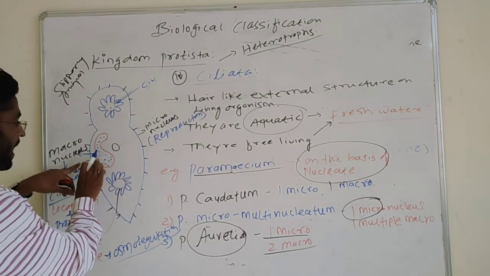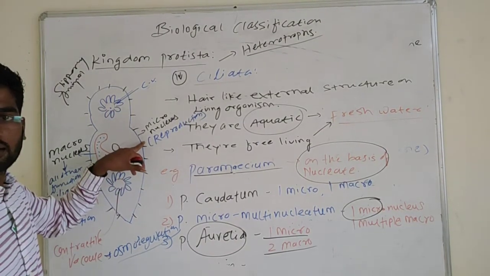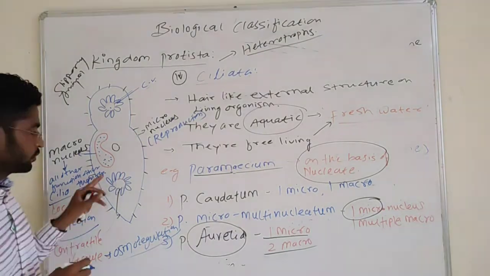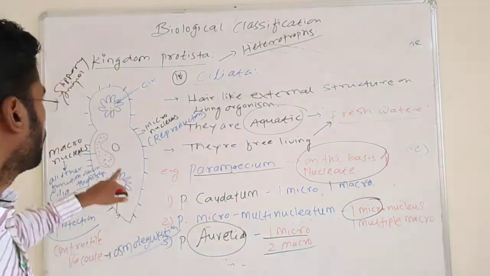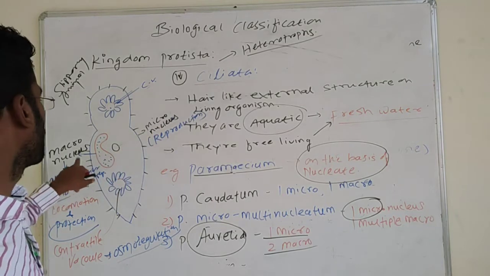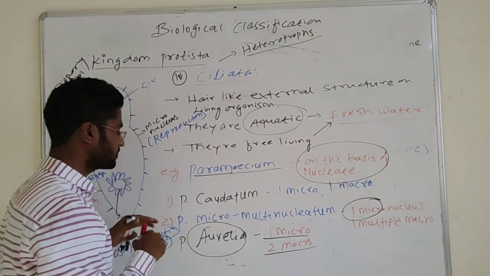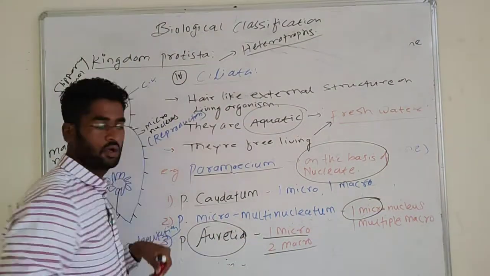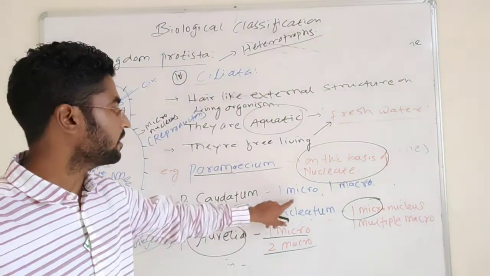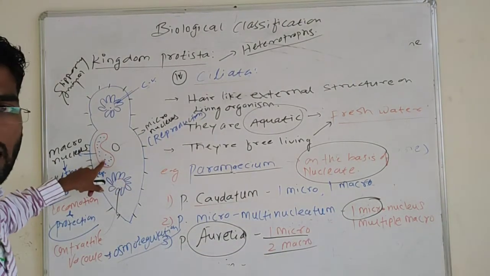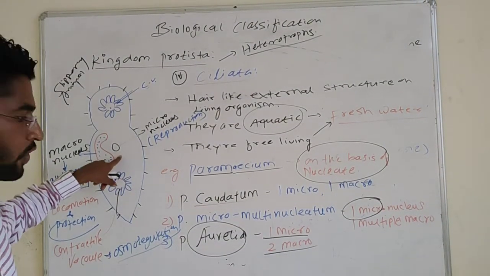This is the macronucleus and this one is the micronucleus, right? So these both show that it has one macronucleus and one micronucleus. On that basis, this is known as Paramecium caudatum, right? So we can see one macronucleus and one micronucleus, right?